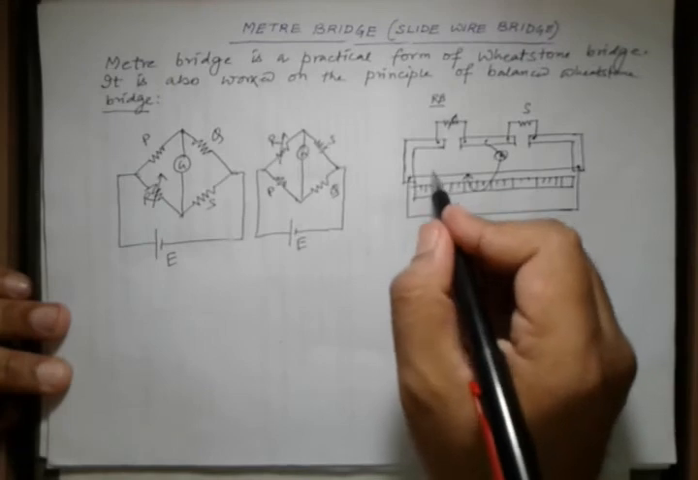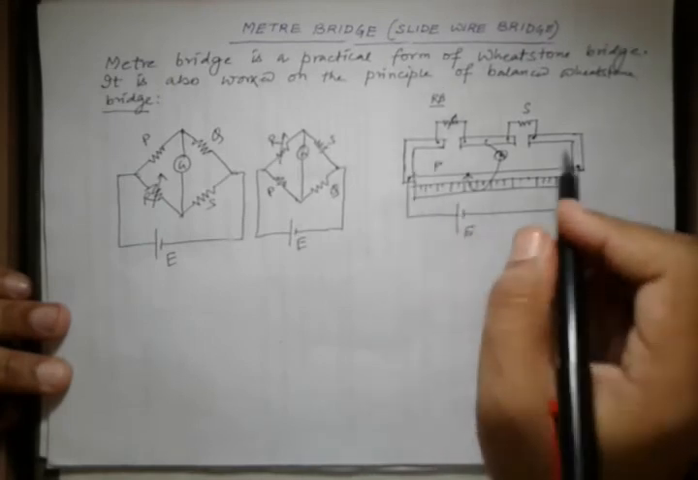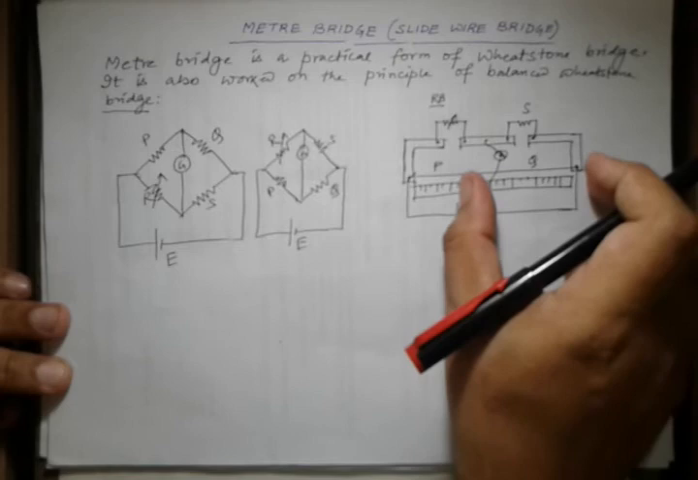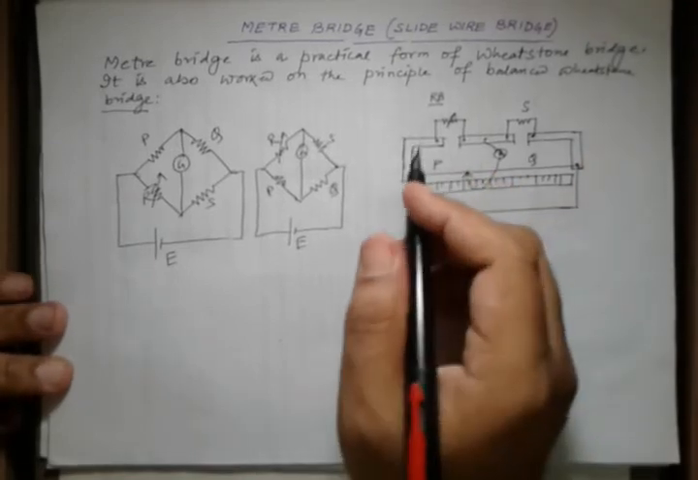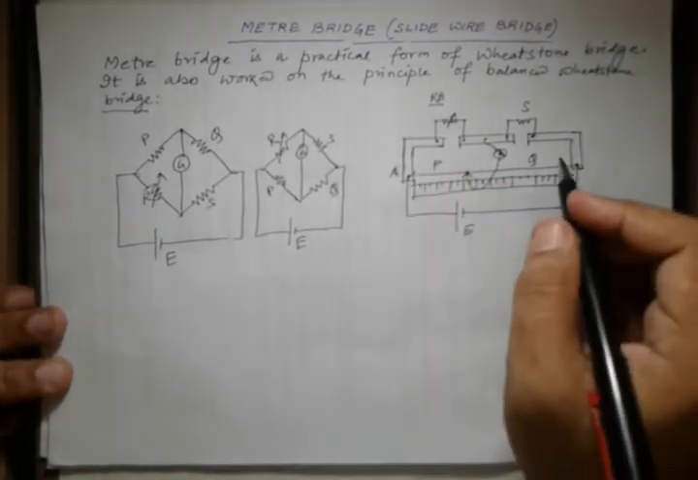So now this will become your P. This part from here to here will become P, and from the remaining part, this will become your Q. Okay, so you can give the names A and B.